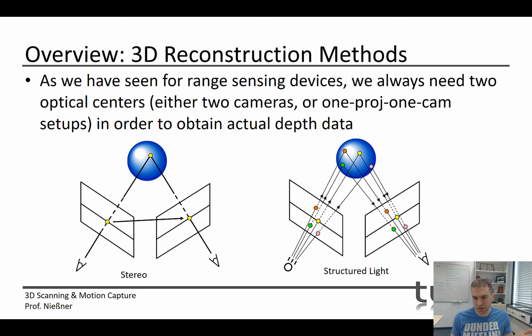And yeah, we have seen stereo and structured light, right? These were the common examples for that. Laser scanners are a very simple idea, same thing, right? You have the laser beam, and then you have some sort of camera that captures it.